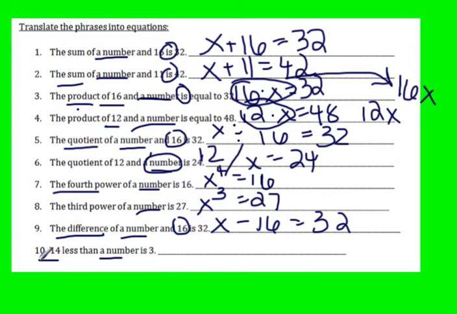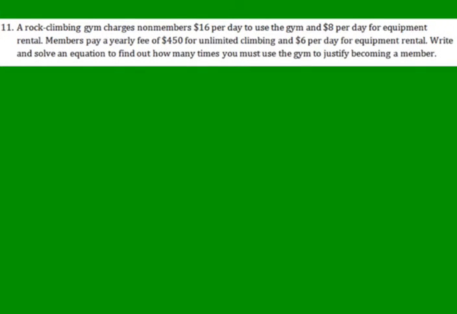14 less than a number. So here we have to kind of look at the way it's phrased. 14 less than a number. So we're taking the number and we're getting rid of 14. So since it's phrased that way, we actually have to put the x first. So x minus 14 is equal to 3. So it's really important that you're paying attention to the way things are worded, not just what the specific word is. So let's go ahead and let's read through number 11.